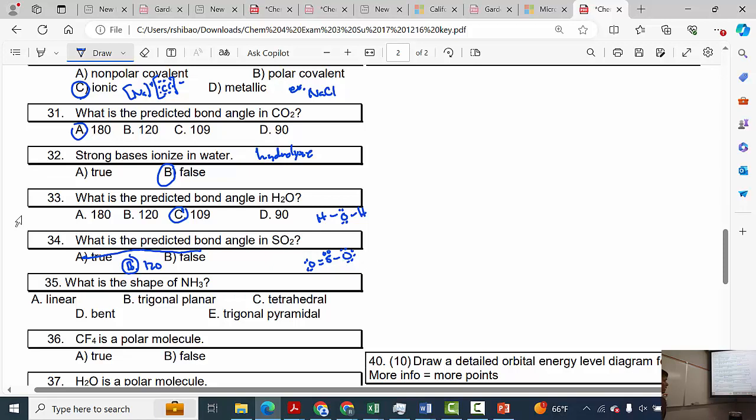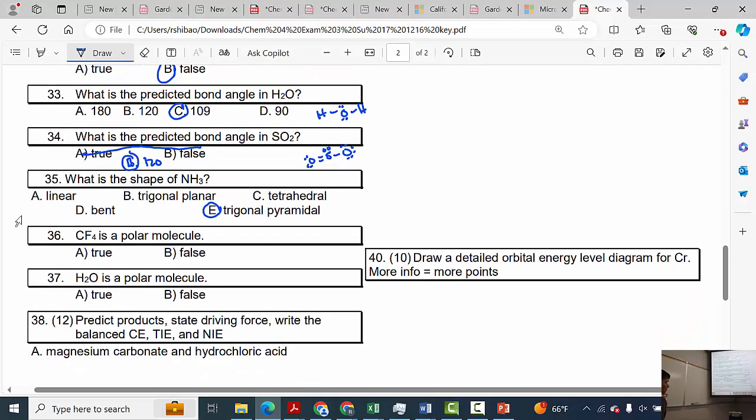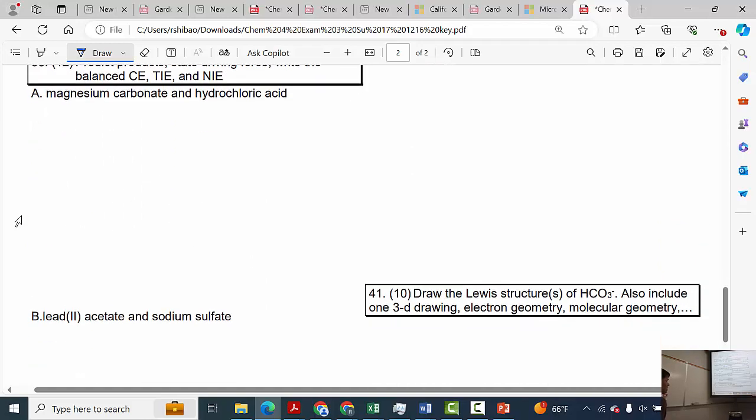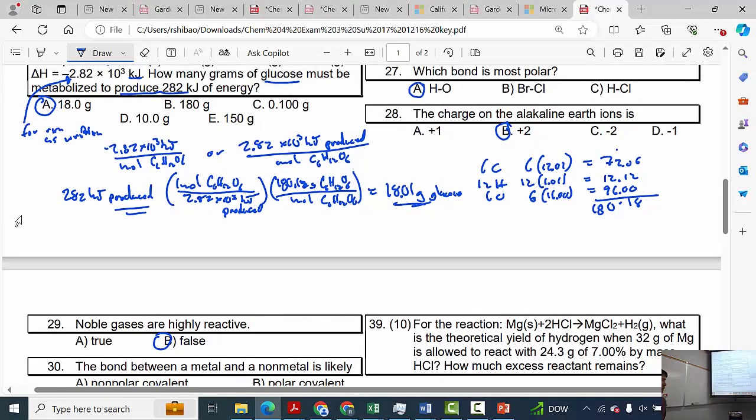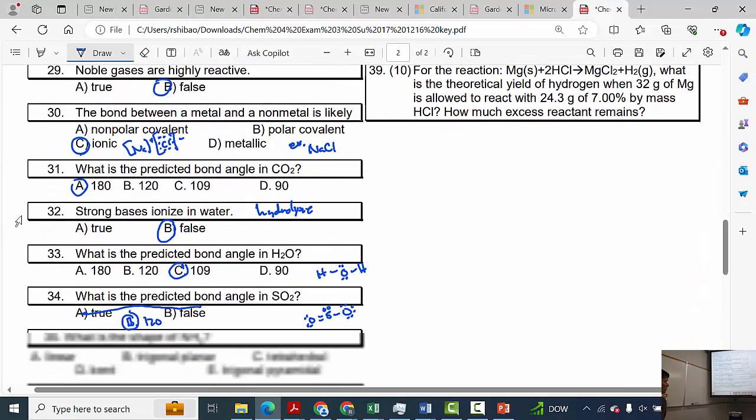What is the shape of ammonia? The shape. When people say the shape, they don't care about the EGG. They want the MG, trigonal pyramidal. The EGG is just a step to get us to the MG. It's not the end. CF4 is polar. False. H2O is polar. True.